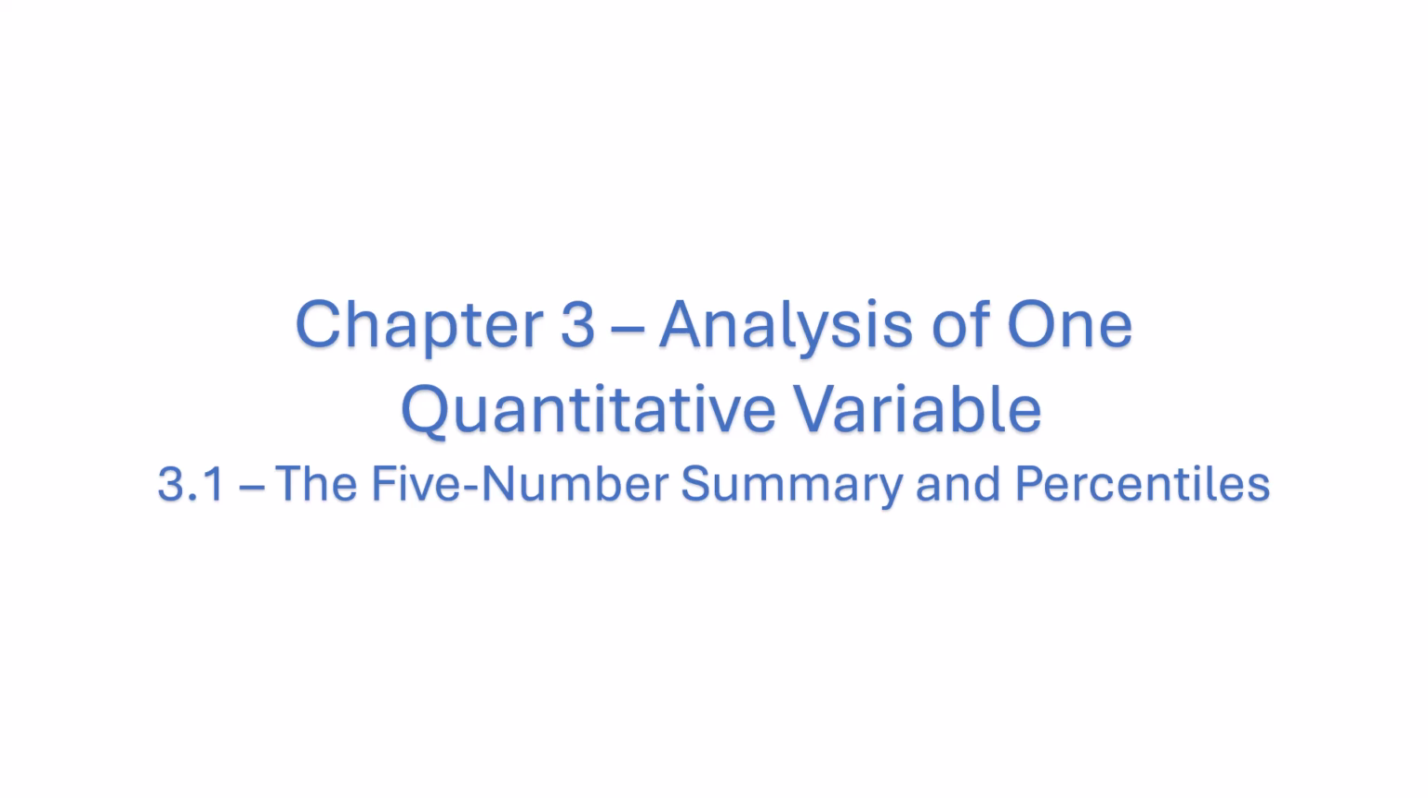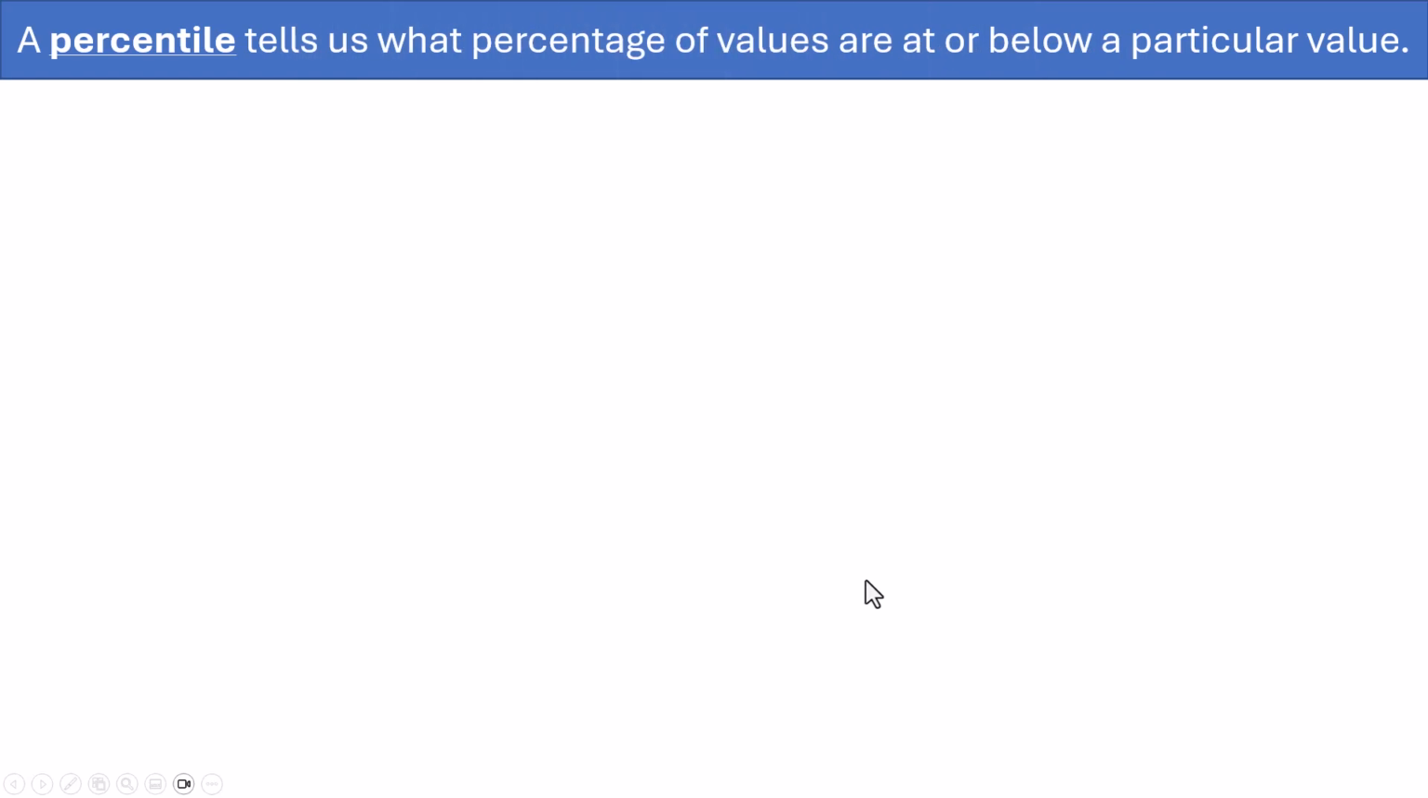Welcome, my friends. In this video, I will begin my discussion of Chapter 3, Analysis of One Quantitative Variable. This video will focus on Section 3.1, the 5-number summary and percentiles. A percentile tells us what percentage of values in a dataset or distribution are at or below a particular value.